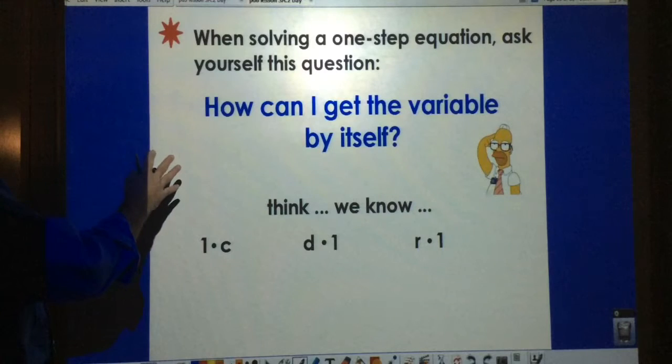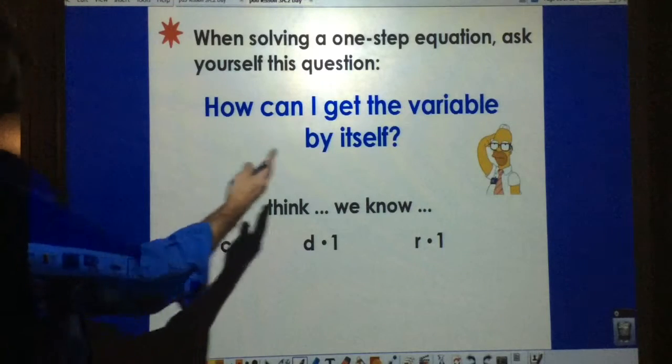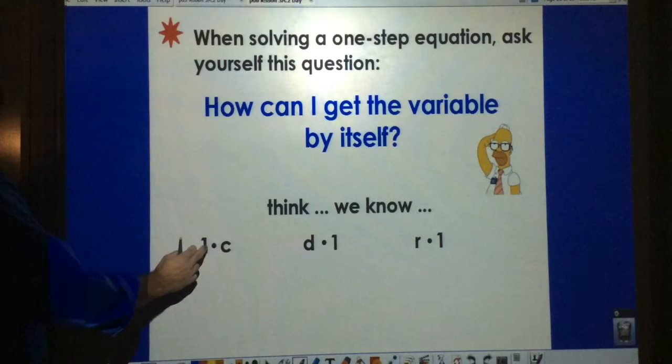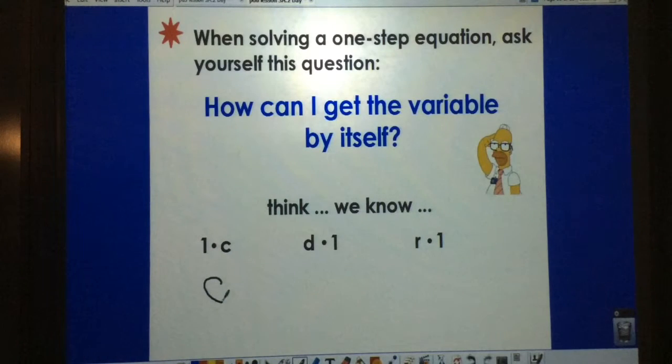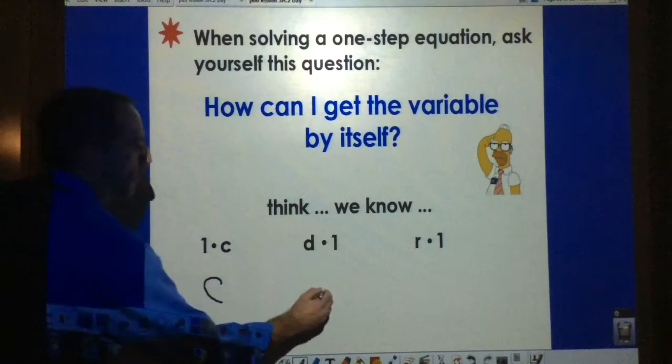If we multiply by 1, we get the number by itself. Multiplying by 1 is very similar to adding 0. It keeps the variable by itself. C times 1 is C. D times 1 would be D. And of course, R times 1 would be R.